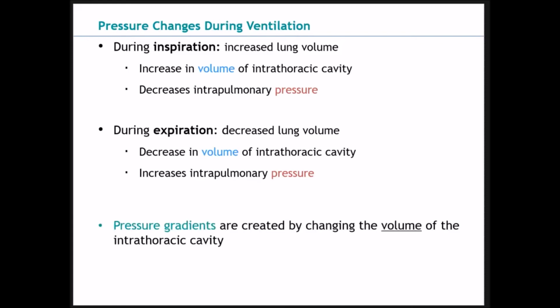So what explains this? Pressure gradients. Pressure gradients created by changing the volume of the thoracic cavity. These gradients are created during inspiration and expiration. Changing the volume of the cavity will alter the pressure difference between the atmosphere and the interthoracic air. Again, air flows from areas of high pressure to areas of low pressure.